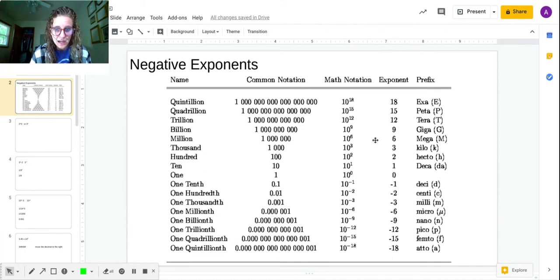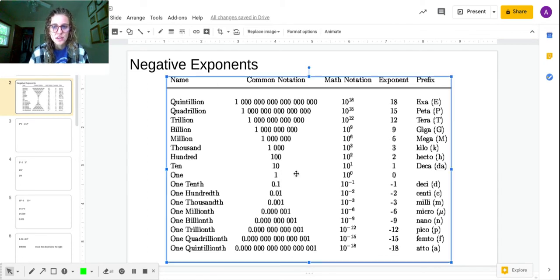A trillion has 12. A billion has 9. A million has 6. 1,000 has 3. 100 is 10 to the second. But then as we get down to 0, 10 to the 0 is going to be equal to 1.